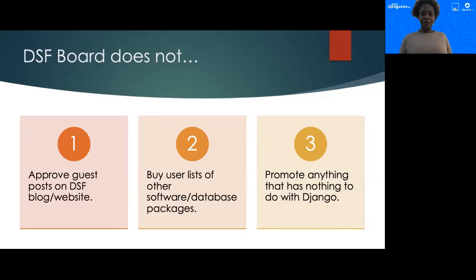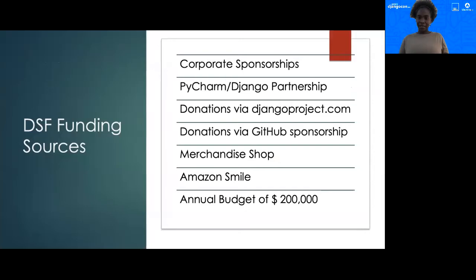The next thing that I want to talk about is DSF funding. So the DSF has an annual budget of 200,000, which it funds through corporate sponsorships, and the PyCharm and Django partnership, which contributes about 20% of our budget. And this year we raised 45,000 in donations via the Django project website, GitHub Sponsors, and Amazon Smile. We also have a Threadless shop for merchandise such as t-shirts.